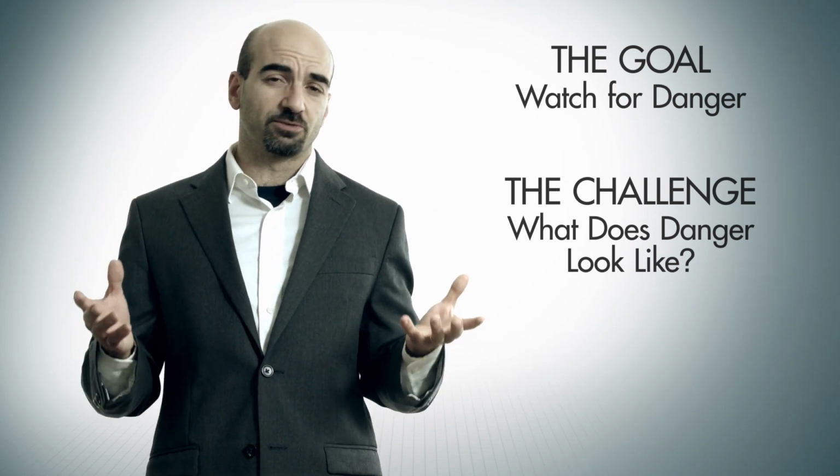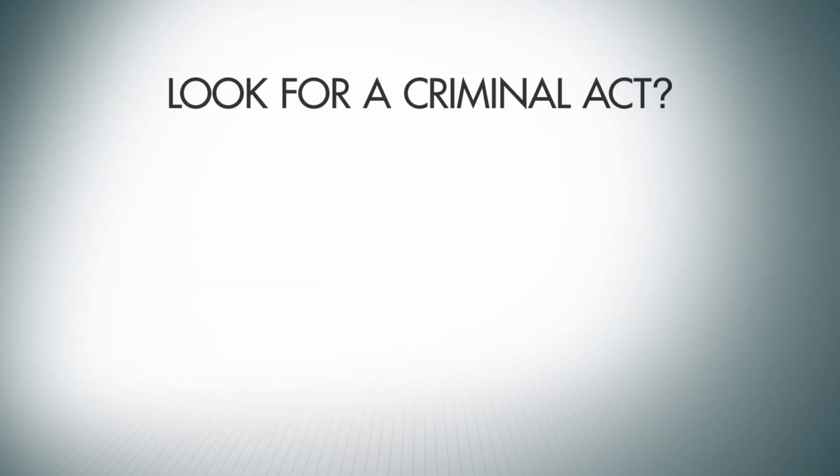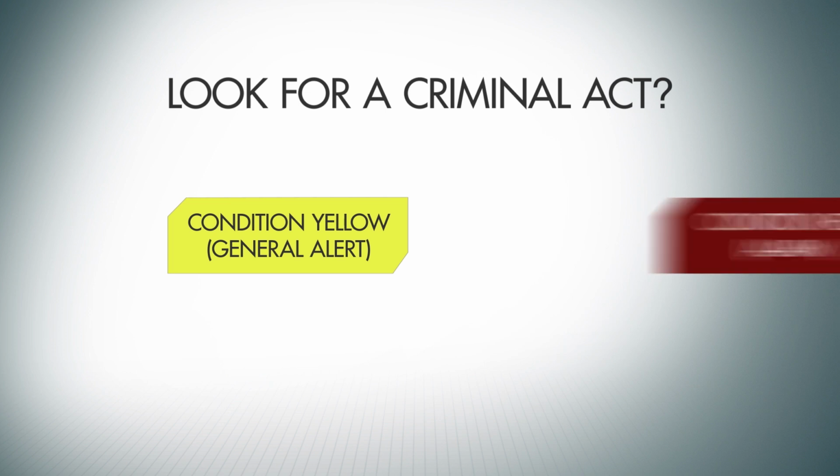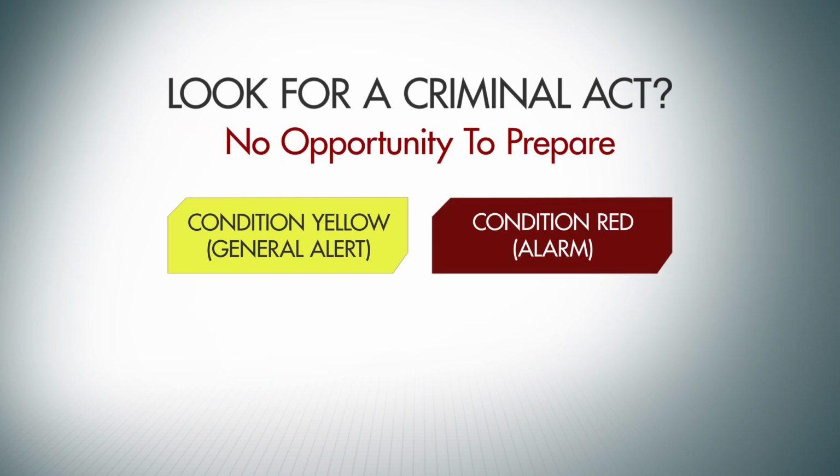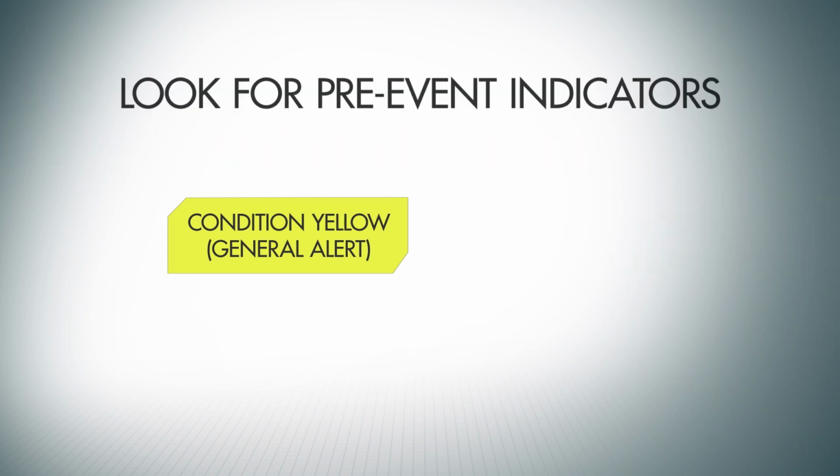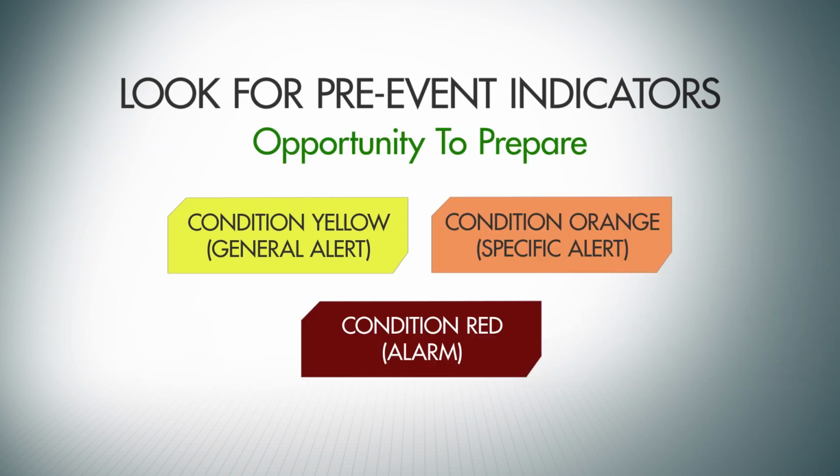But if all you're watching for is somebody committing a criminal act, you're going to be stuck going from condition yellow to condition red. What you want to watch for are called pre-event indicators. That will give you time to switch to condition orange before an attack.